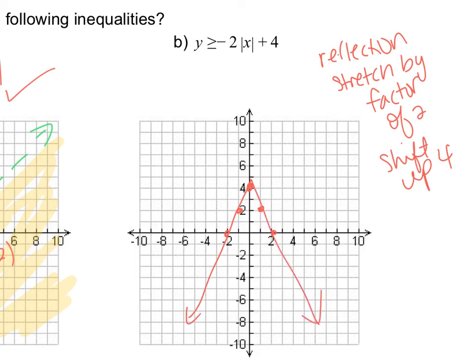All right, and now we need to shade. So y is greater than or equal to, so it would be above this. So all of this area up here. And that's your answer.